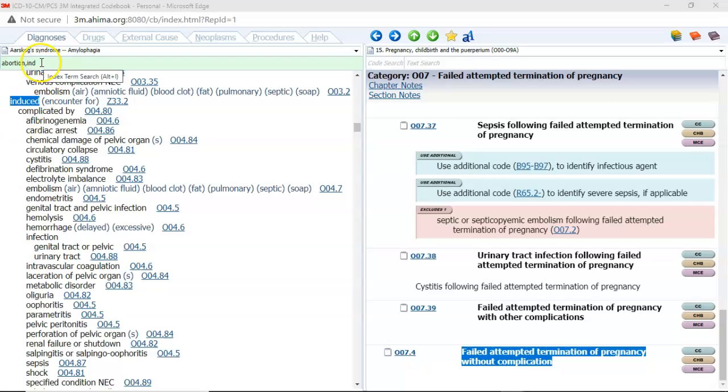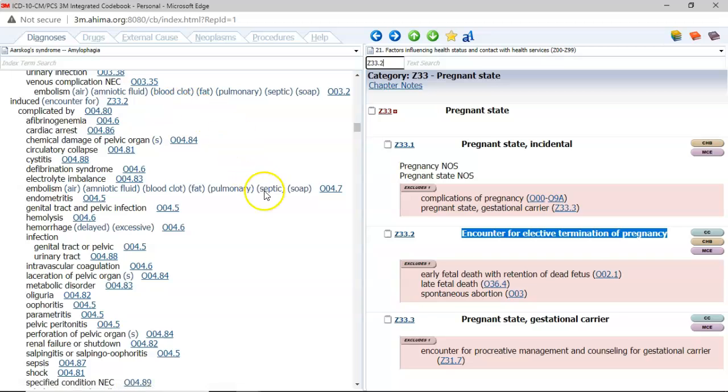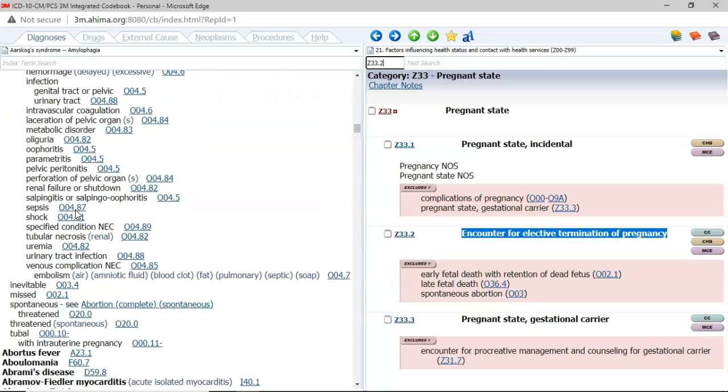Now in the index, if you're looking for an elective abortion, those are induced abortions. And so in the index, you have to go to abortion induced and encounter for. So this code Z33.2 is the code that we use when a patient comes in for an elective termination of pregnancy. And then you can see these complication codes that are also associated with this category.